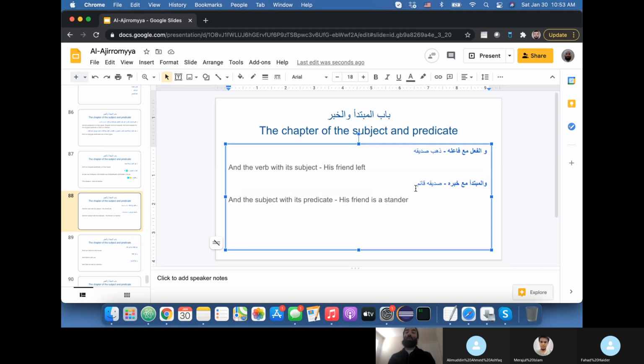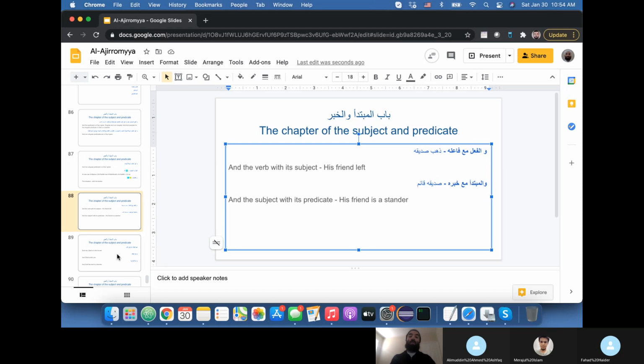Zayd is the subject. صديقه قائم is the predicate, and the predicate is not a singular word. It's not one word. It's composed of multiple words, and it makes up a sentence because it is another subject and predicate. Therefore it is non-singular. So it becomes Zaydun صديقه قائم. Zaydun is the subject, and صديقه قائم, all of it together, is the predicate.